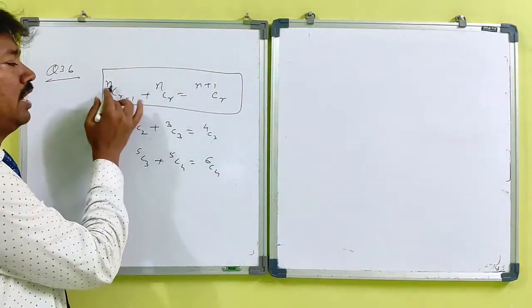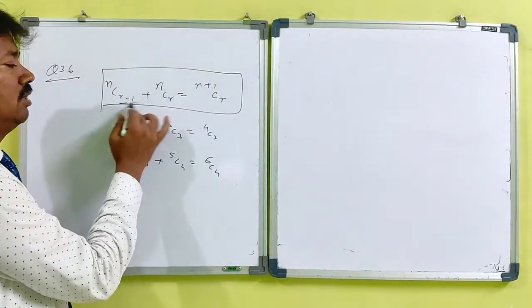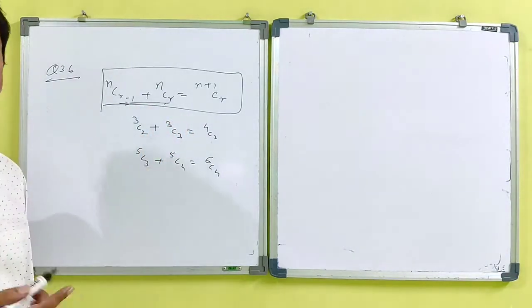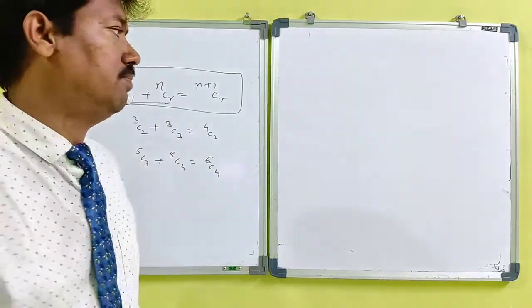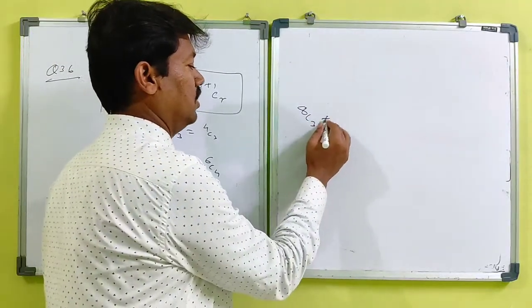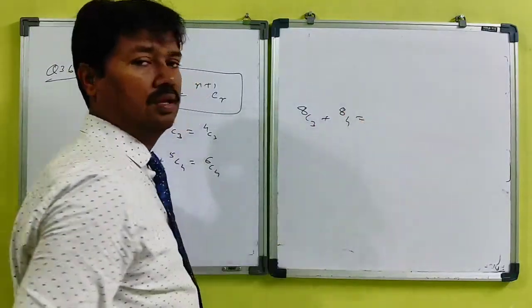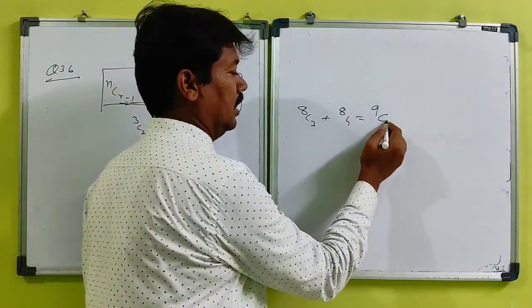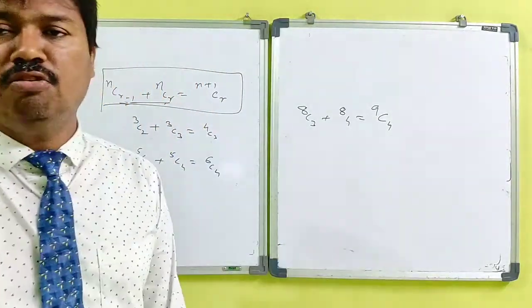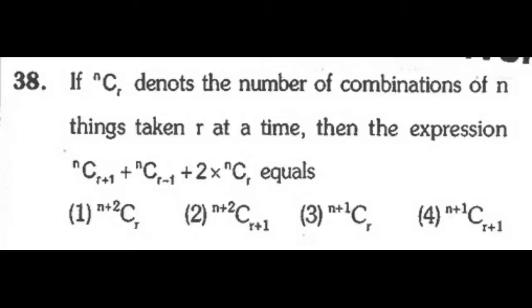You have to add 1 to the power n, and for r you take the highest of the two. Don't forget that. This is a very simple formula. Simply, 8C3 plus 8C4 should be equal to what? Increase the 8 to 9, and write the larger of the two for r. So that is 9C4, like this.